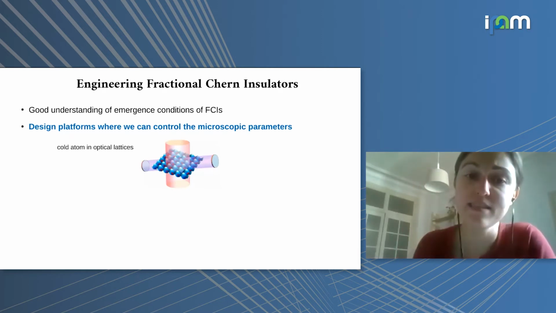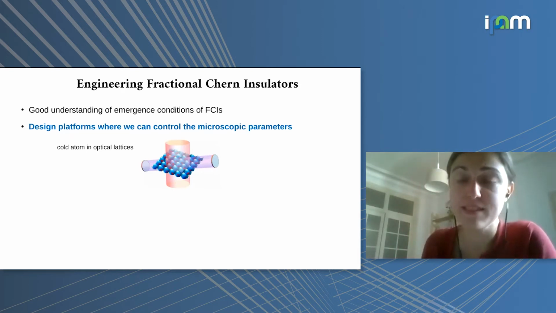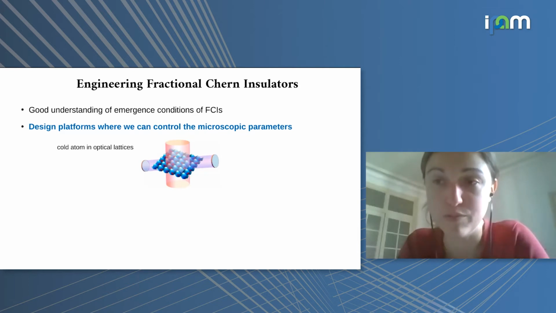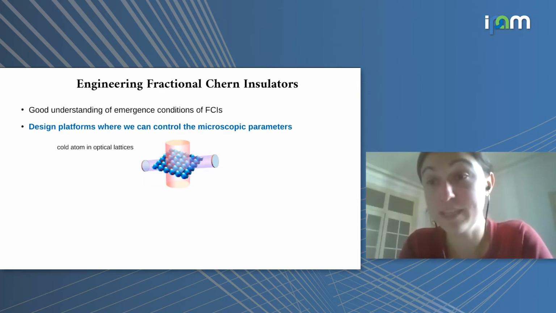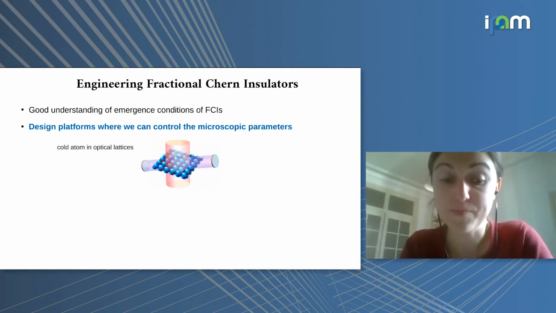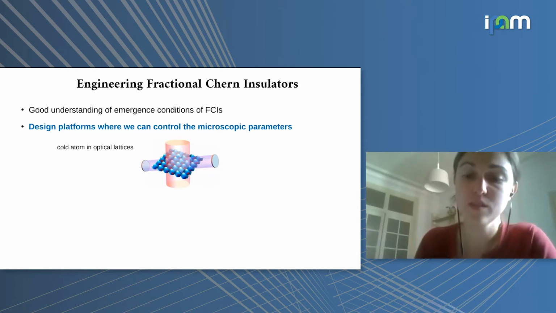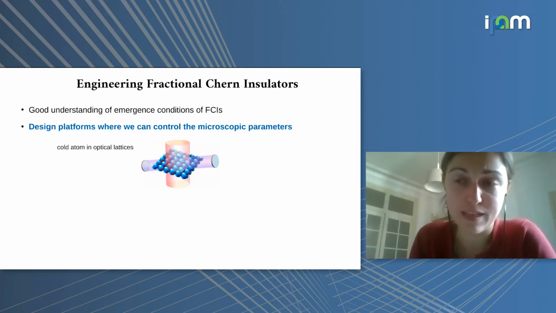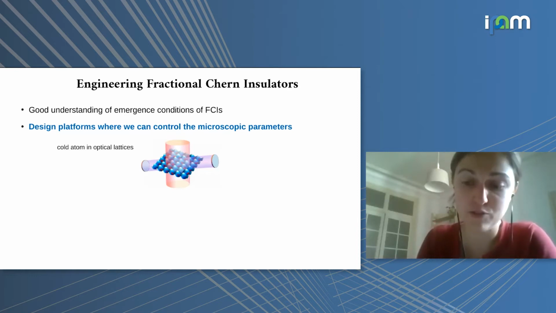In optical lattices, experimentalists can trap very cold atoms in lattices which can take the form that they want, with tunneling strengths between different sites that can be tuned to a very high precision. They can also engineer artificial gauge fields, which play the role of a magnetic field, and it's also possible to tune the interaction. So it's a very promising platform to realize many condensed matter phases, and fractional Chern insulators in particular.